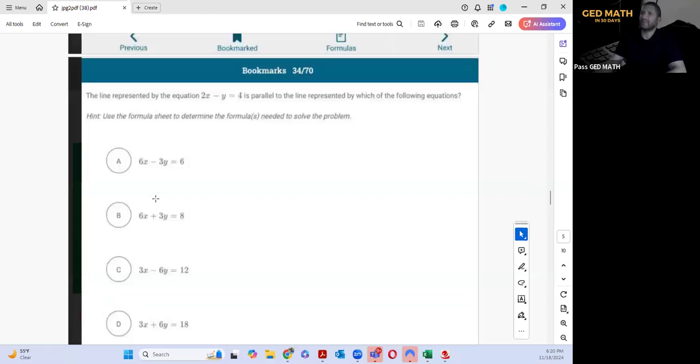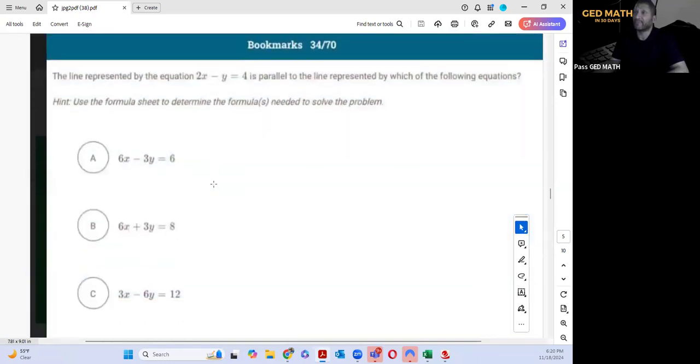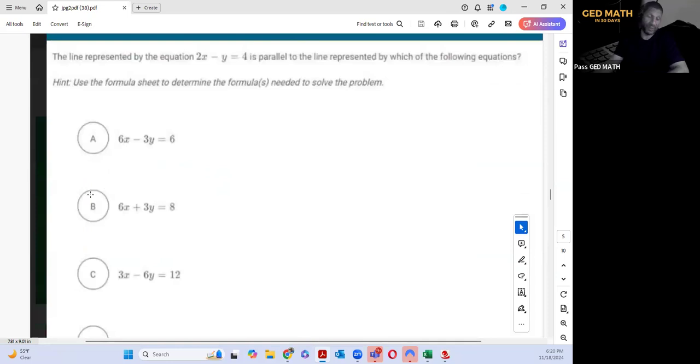It's very similar. It says the line represented by the equation. Let me make this a little bigger so we can see it nice and clear. Now, I don't know where these questions came from. Looks like some type of app. A student sent them to me in my email. So the line represented by the equation 2x minus y equals 4. Is this equation slope-intercept form or is it standard form?